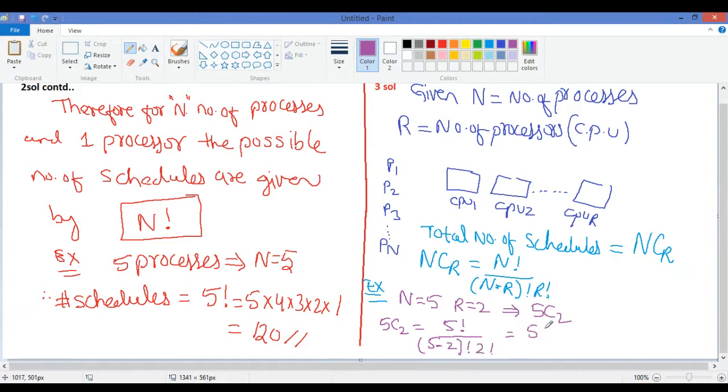So this is 5 factorial by 3 factorial, 2 factorial. So I write this 5 into 4 into 3 factorial by 3 factorial. 2 factorial is nothing but 2 into 1. So this 3 factorial gets cancelled. 2 ones are 2, 2 twos are 4. So 5 twos are how much? 10. So there are 10 possible schedules. Okay, so this is the solution.